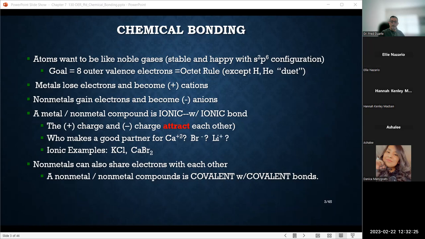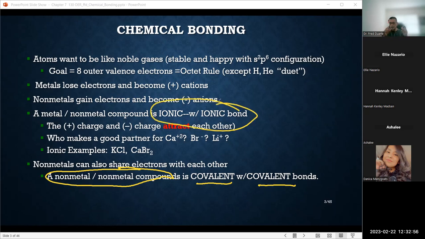Now, when we get a combination of nonmetals, remember, a compound is two or more different elements. So when both of those are nonmetals, we have covalent compounds. They have covalent bonds. Unlike ionic bonds, where you have a full positive charge and a full negative, here you don't. You have a sharing of electrons between two atoms.